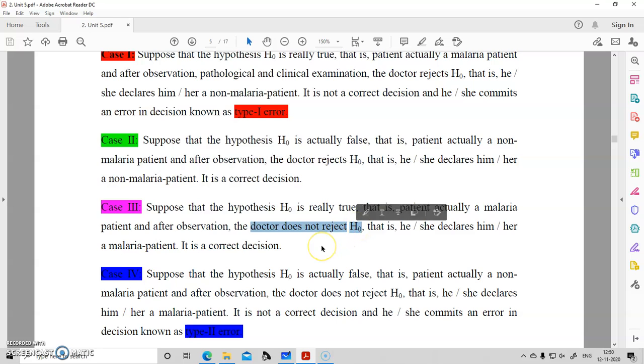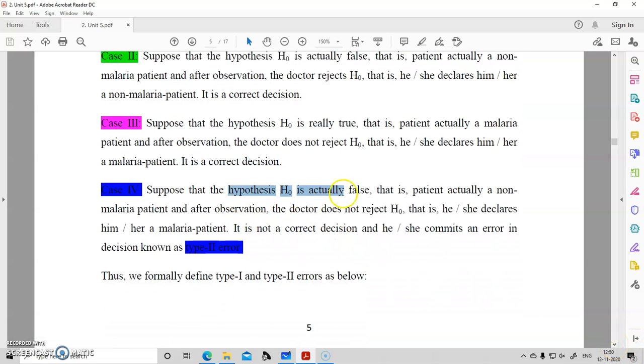Does not reject means the patient is a malaria patient and he is not rejecting it. What is H naught? H naught is that the patient is actually a malaria patient, and the doctor is not rejecting it. Not rejecting means he concludes that the patient is a malaria patient. So the doctor has taken the correct decision. Now you go to case 4.